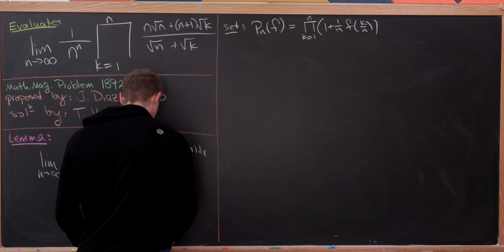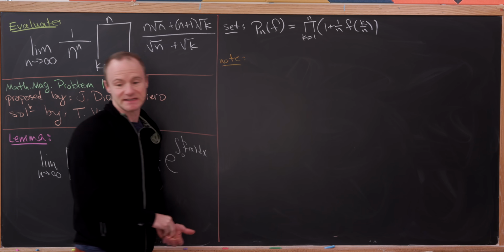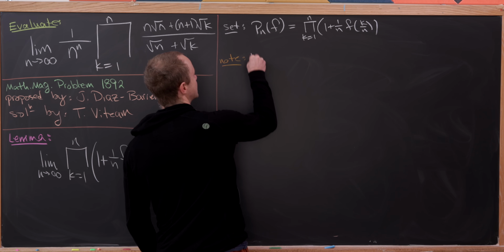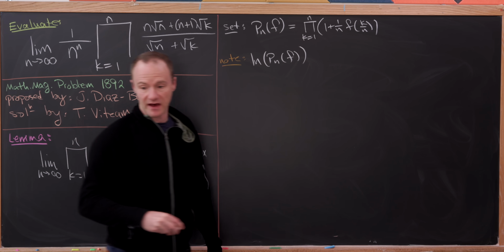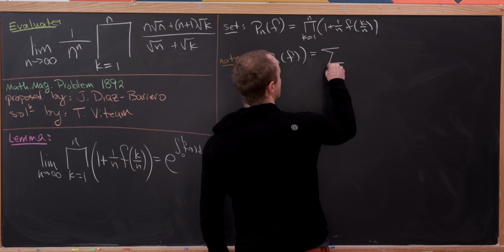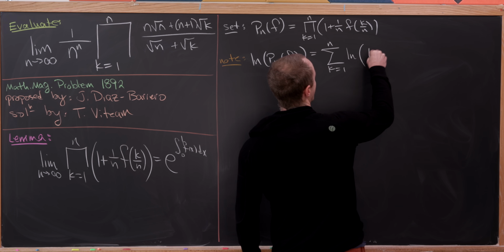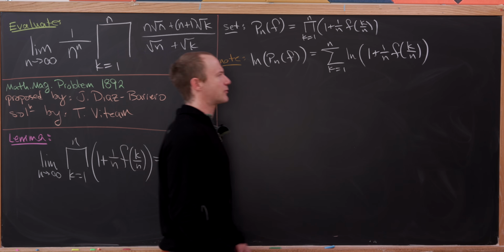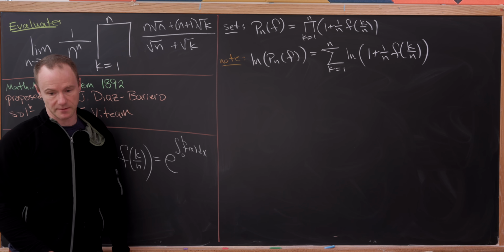And now I'd like to notice the following inequality, which is fairly easy to prove. And that starts with the following equality. So if we take the natural log of p sub n of f, that's going to be the same thing as the sum as k goes from 1 to n of the natural log of 1 plus 1 over n f of k over n. Because of that property of the logarithm that changes a product to a sum.